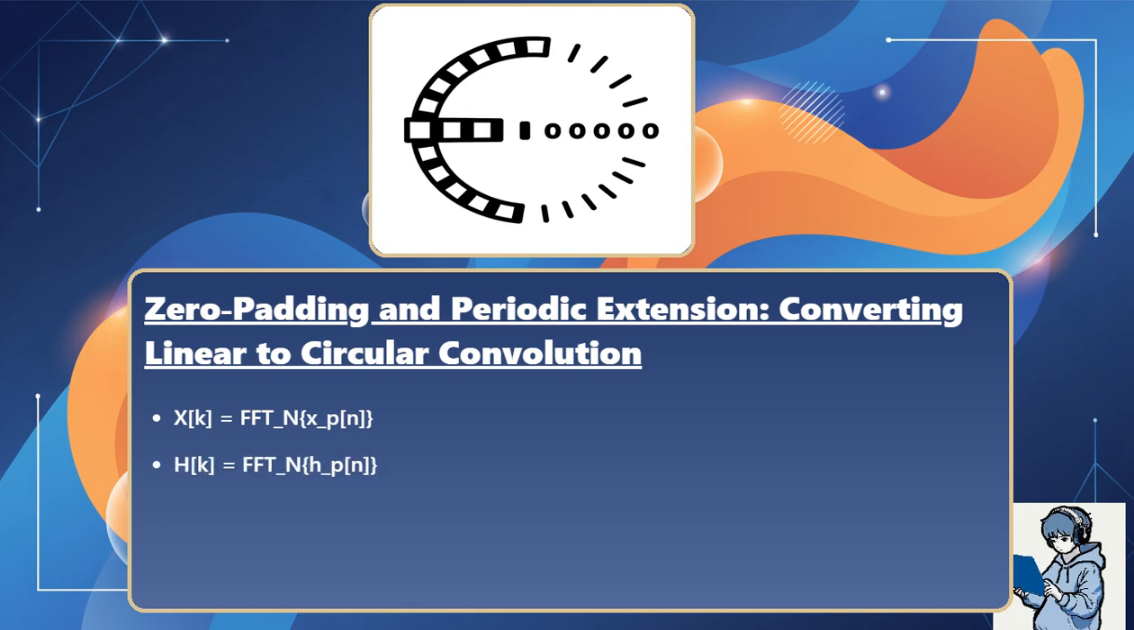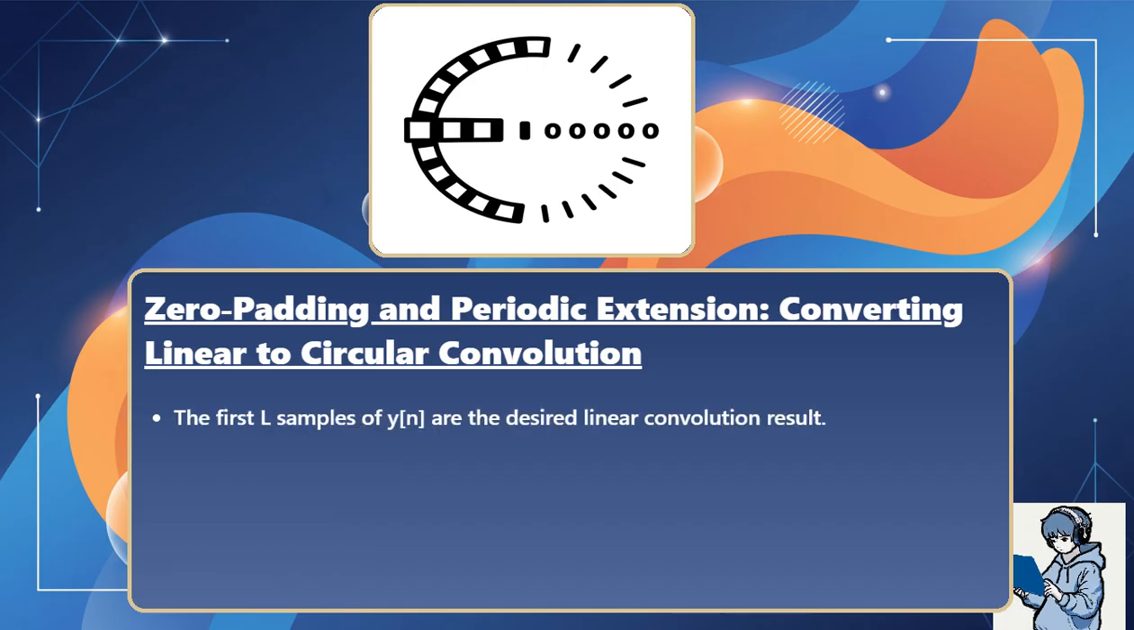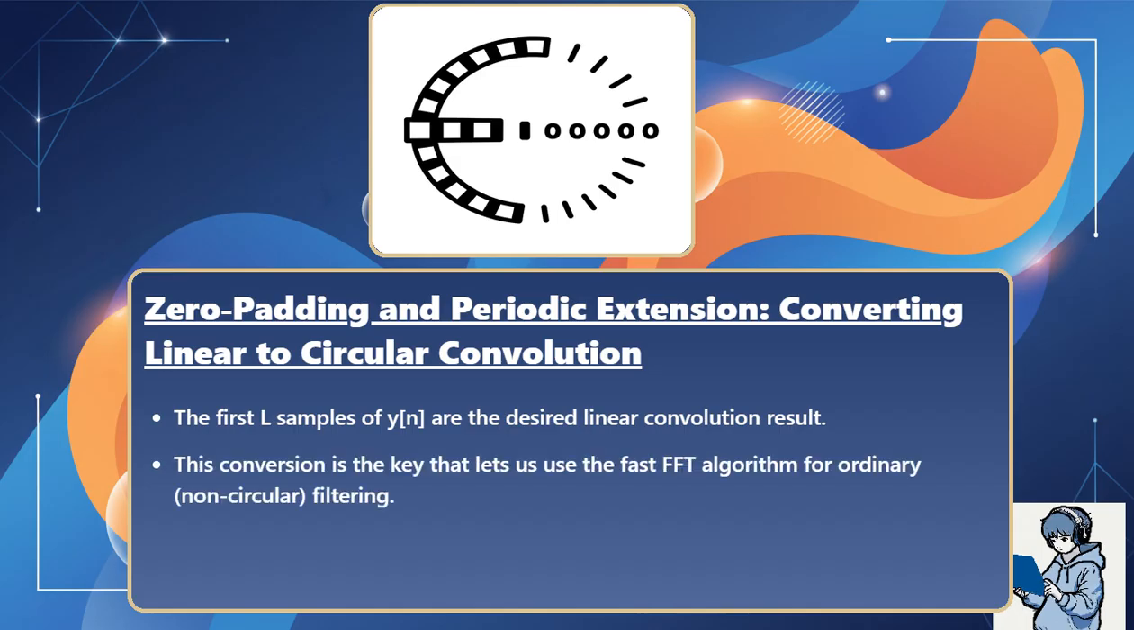H of k equals FFT of size n of h sub p of n. Y of k equals x of k times h of k. y of n equals IFFT of size n of y of k. The first L samples of y of n are the desired linear convolution result. This conversion is the key that lets us use the fast FFT algorithm for ordinary non-circular filtering.